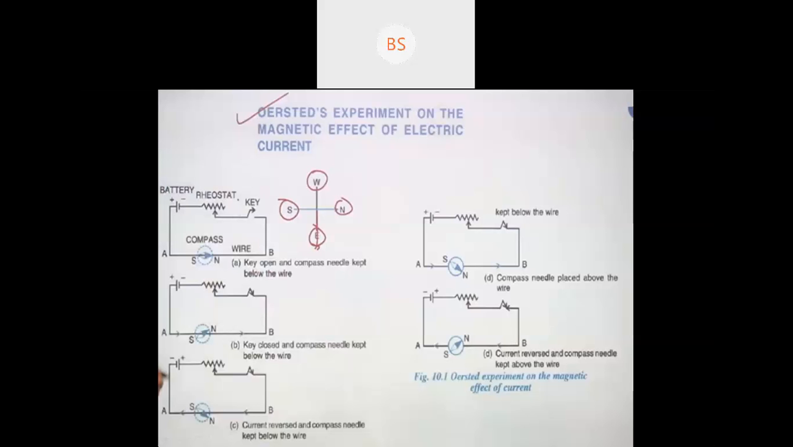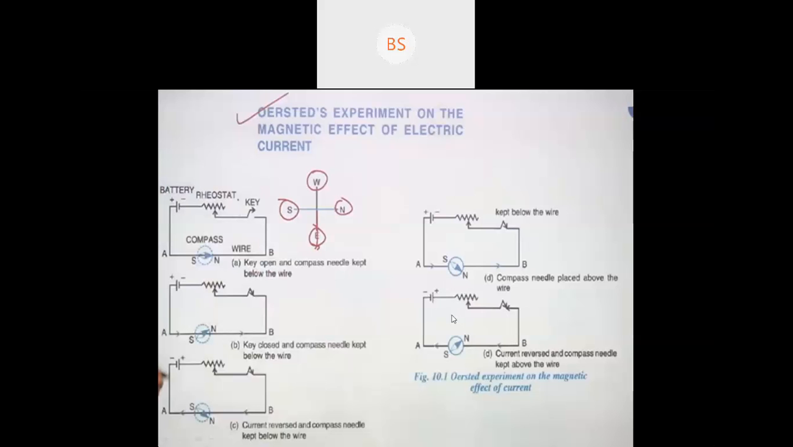If the compass needle is placed just above the wire, what happens? The north pole deflects towards the east. See here, the north pole again is deflecting towards the east. The same observation is there when the direction of the current in the wire is from A to B. You have to think it is above the wire. Don't think that it is below the wire. In the third observation, what is done? It is above the wire.